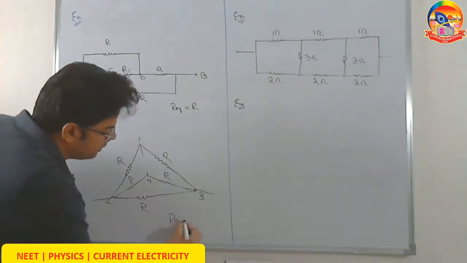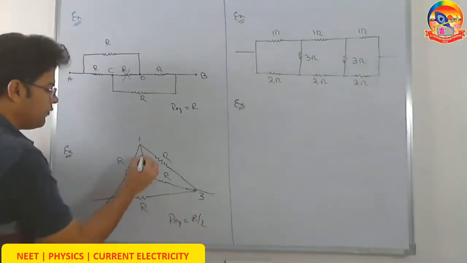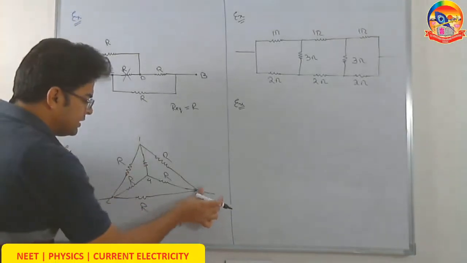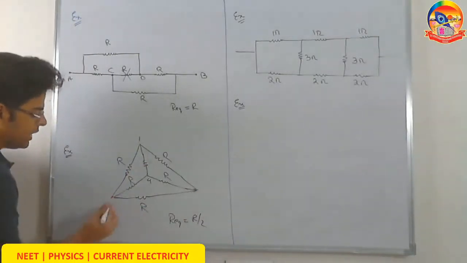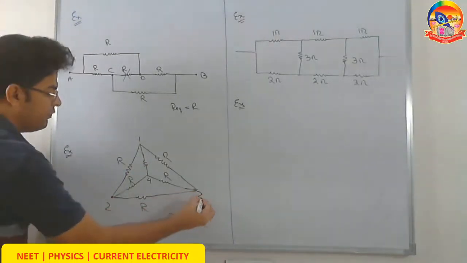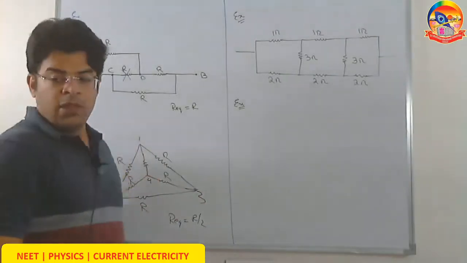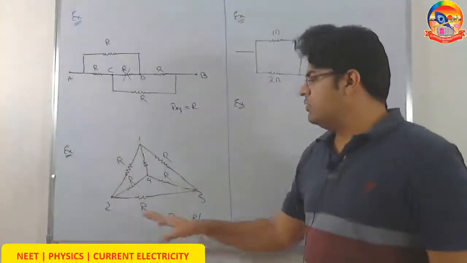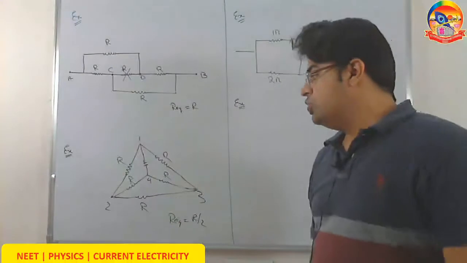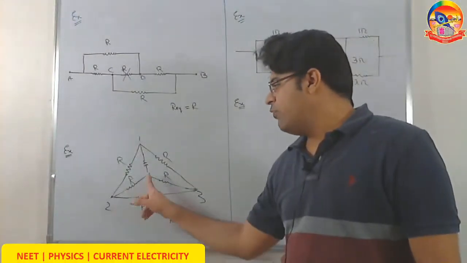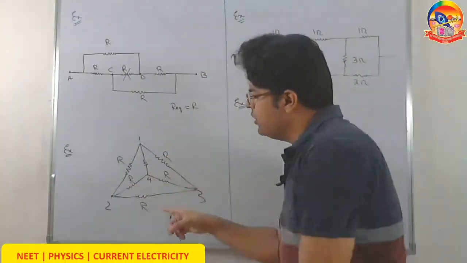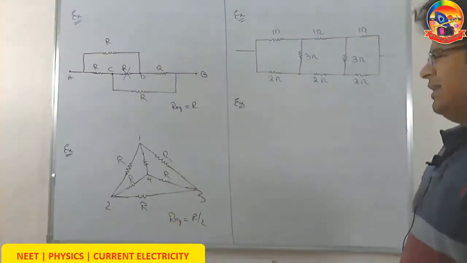So the R equivalent comes out to be R by 2. There is a fun fact about this. This is a special case. In this case, if you think of 4 terminals 1, 2, 3, 4, between any 2 terminals, the resistance comes out to be R by 2. So if they ask resistance between 2 and 4, if they draw 2 wires from here, then also R equivalent comes out to be R by 2.